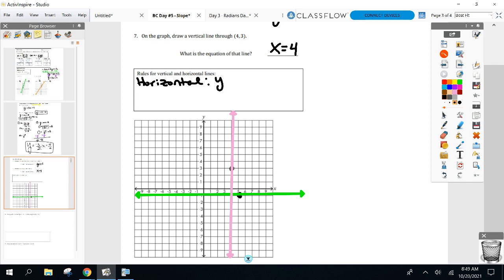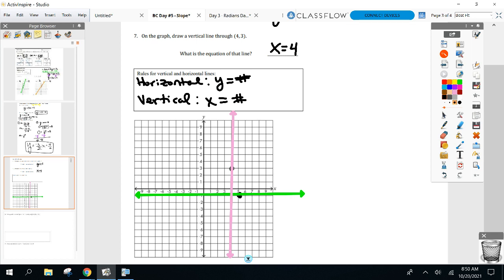Y equals, I'm just going to put, everyone knows that's a symbol for number. It's not hashtag. I'm not trying to trend here. Okay, y equals a number for any horizontal line. And then vertical would be x equals some number. Okay, x equals some number.